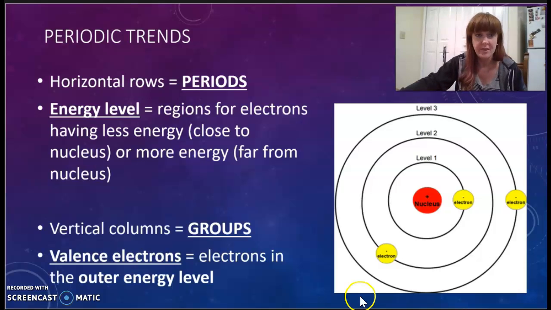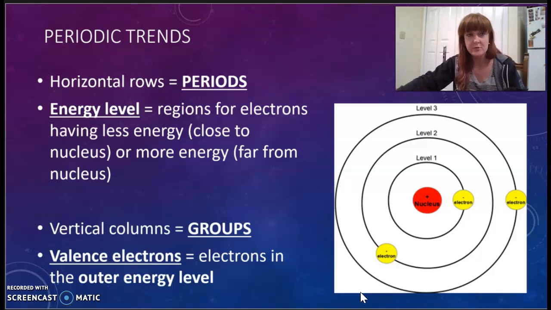And there's a reason for that, we'll find out in a second, that deals with the energy levels in the atom. An energy level is where those electrons are placed around the atom. Are they closer to the nucleus, in the first energy level, or are they far away from the nucleus? That would be a higher energy level. They would have more energy there.